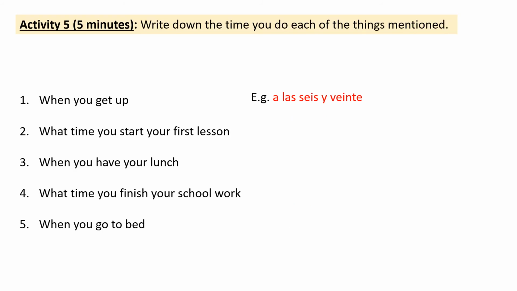Okay, chicos, so now what I'd like you to do, please, is just to write down the time that you do each of these things mentioned. So, for example, when you get up, I've written the time that I get up there, a las 6:20, at 6:20. So just take 5 minutes, literally just write down the time for each of the things that you do. So what time you get up, what time you start your first lesson, when you have your lunch, what time you finish your schoolwork, when you go to bed. Okay, write down those times. So pause the video now to do that.